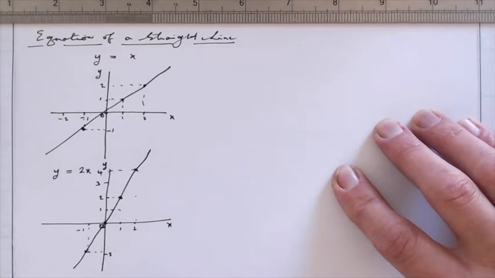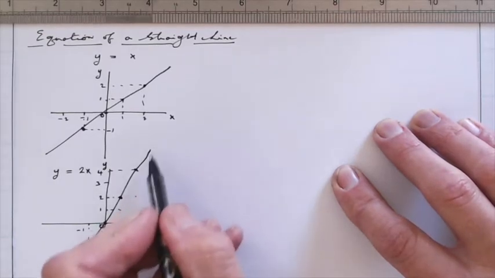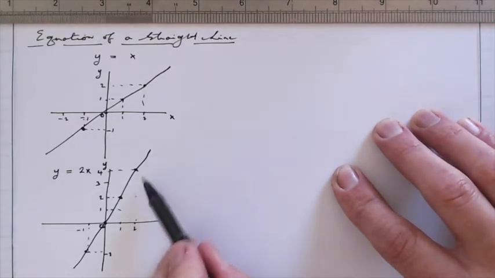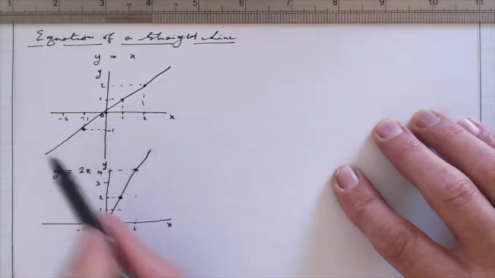Definitely not up to my usual standards, so apologies, but that is meant to be a straight line. I guess I could use a ruler, couldn't I? Famous last words, but that's a straight line of y equals 2x. Now, very important, sort of obvious, but do you notice this line is a lot steeper than this line?